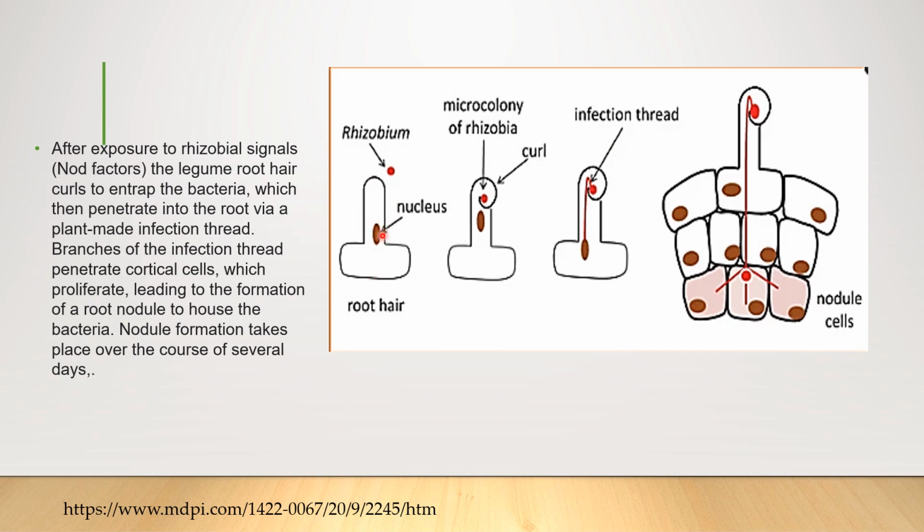So once again, this is the rhizobium, and what happens is the root hair curling is taking place because of the infection thread. The branches of the infection thread penetrate the cortex, and the cells start proliferating, and then you have the root nodule formation which is taking place here.